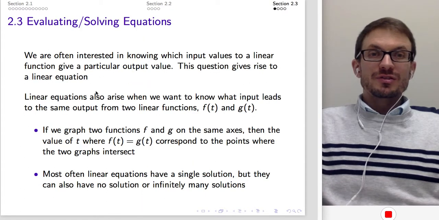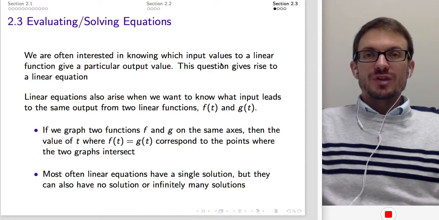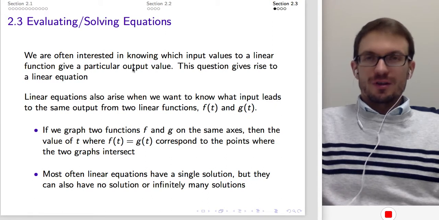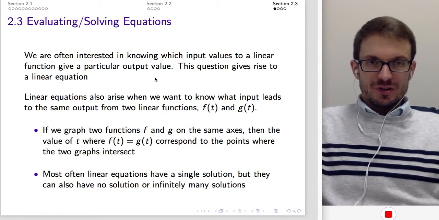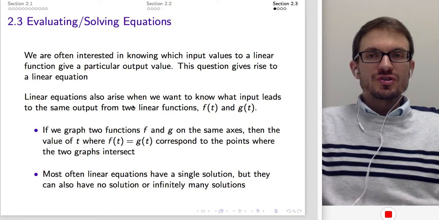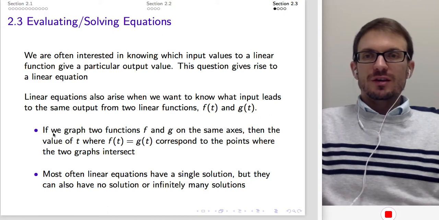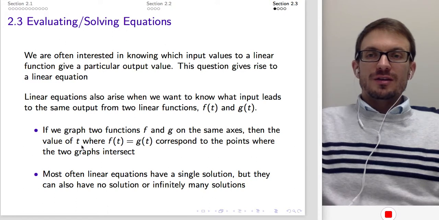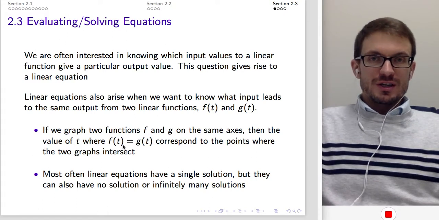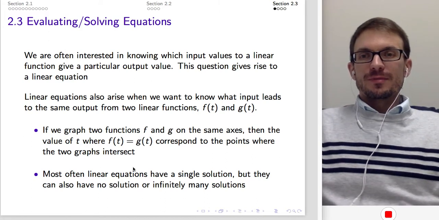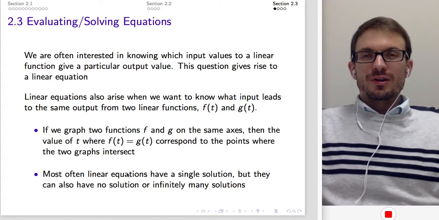Okay, a couple comments. We're often interested in knowing which input values to a linear function give a particular output value, and that question gives rise to a linear equation. Linear equations also arise when we want to know what input leads to the same output from two linear functions, f of t and g of t. If we graph those functions, f and g, on the same set of axes, then the value t, where the functions are equal, corresponds to where the graphs intersect. And then we'll do an example, and I'll show a picture.